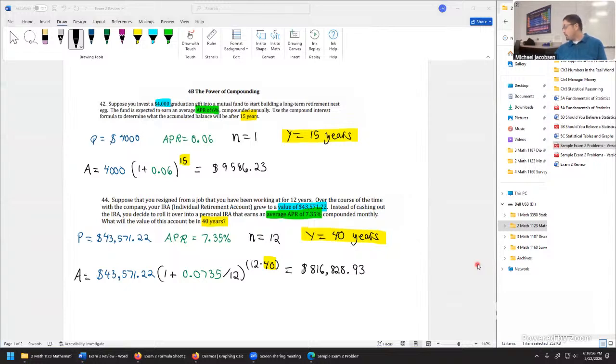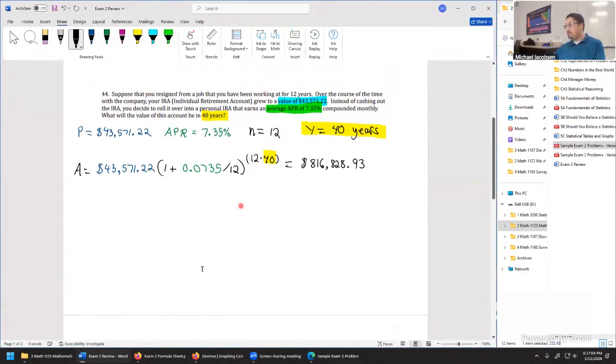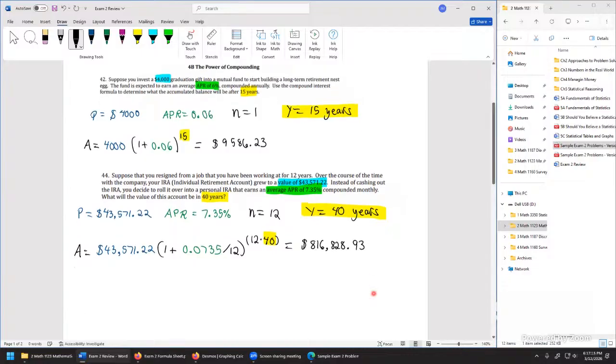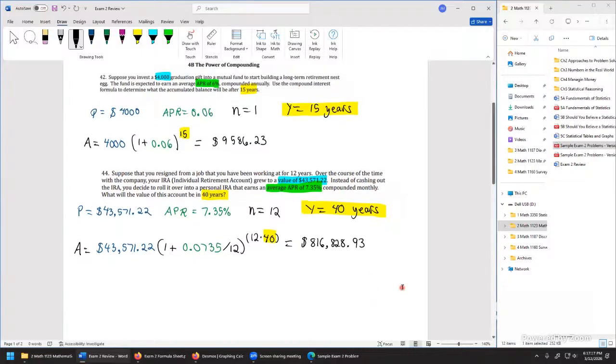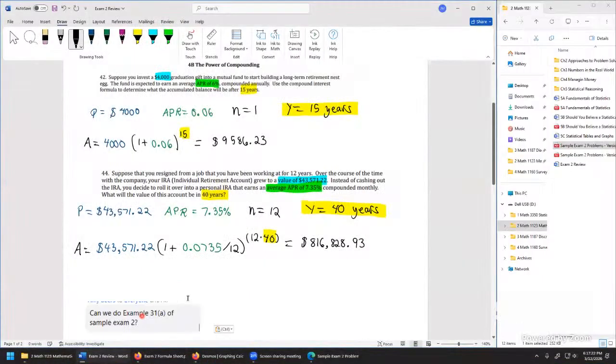Yeah, absolutely. Let's go next to example 31A of sample exam 2. Any last questions or thoughts, folks, on problem 44 before we jump gears to the next one? I guess I did have one question. Where the variable is, I mean, the exponent after the where the exponents go, in what situation are they negative and positive?